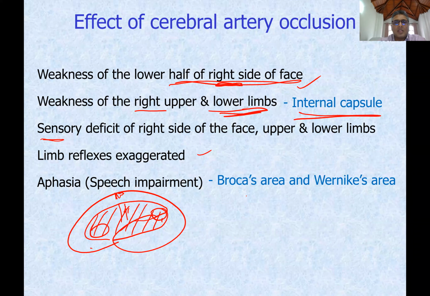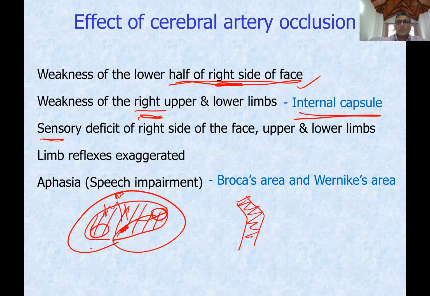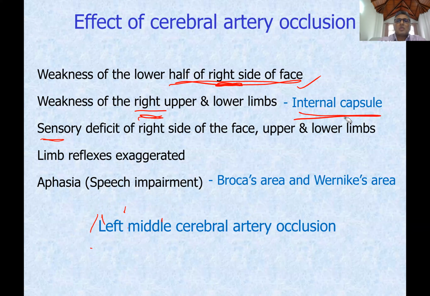But you cannot forget the fact that the internal capsule is also supplied mainly by the middle cerebral branches, the medial and lateral striate arteries. Therefore, if the main artery, the middle cerebral, is occluded before the striate arteries are given off, obviously it's not only the cortical areas, even the internal capsule can get affected. So that is the reason for weakness of both upper and lower limbs. If lower limbs were not involved, you might describe it using only the cortical areas. So this is typically middle cerebral artery occlusion.